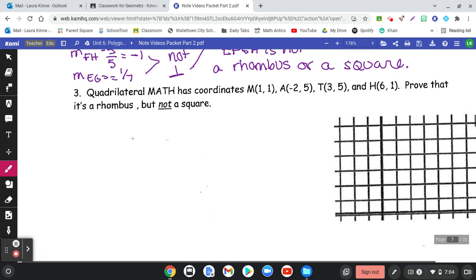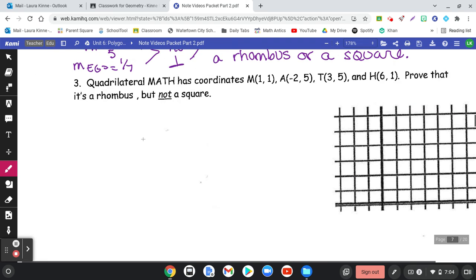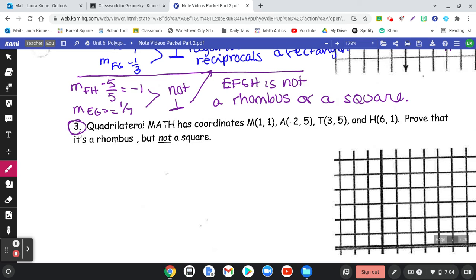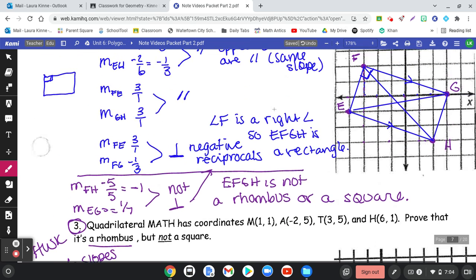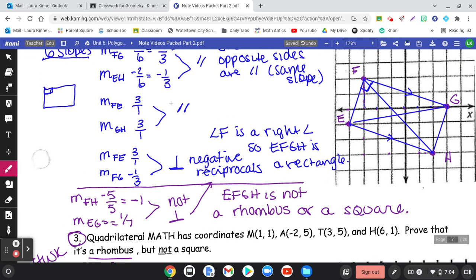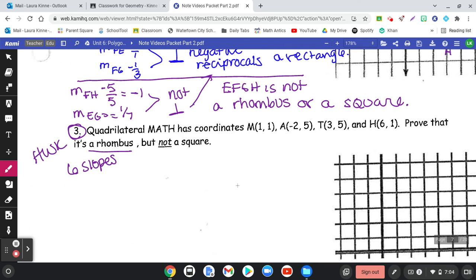So this is your only practice question on this. This is your homework after this video. It says quadrilateral MATH has coordinates that are given. Prove that it's a rhombus, but not a square. So again, the easiest way to do that would probably be, because a square has 4 congruent sides, so does a rhombus, if you just stick with your slopes like I did above, of the 4 sides, you don't have to go through the rectangle part. You could just show that opposite sides are parallel to show that it's a parallelogram, and then show the diagonals are perpendicular to show it's a rhombus.